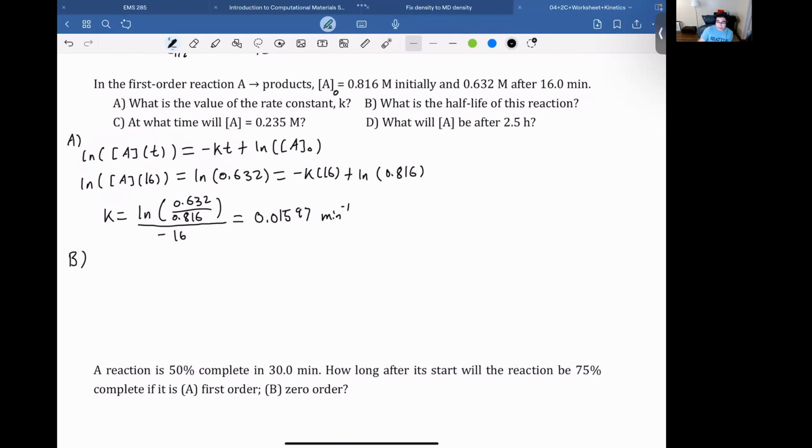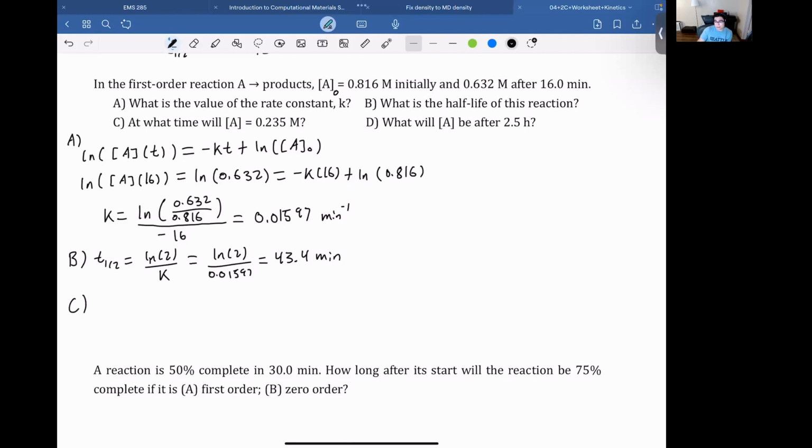For B, it says, what is the half-life of this reaction? This one's pretty straightforward. The half-life is ln of 2 over K, what we just did a second ago. And then you just plug in K, 0.01597, and you end up getting 43.4 minutes. That's it for that one.